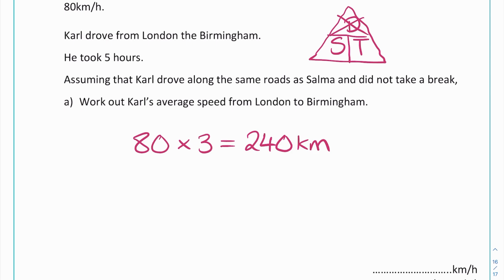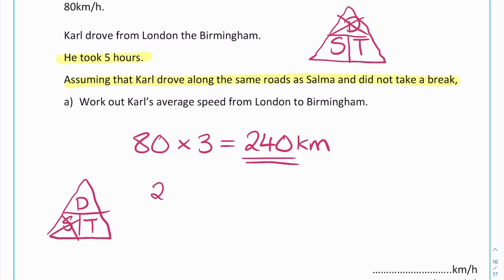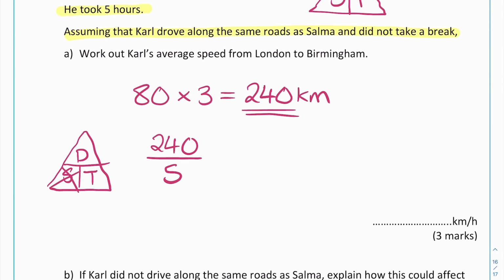It says Carl drove from London to Birmingham. He took 5 hours. Assuming that Carl drove along the same roads as Salma and did not take a break, work out Carl's average speed. So if we assume that he drove along the same roads, then we're assuming it's the same distance, but he took 5 hours. So again, if we think about our formula, because we're working out speed now, that would be distance divided by time. So our distance is 240, the time is 5 hours. So I'd need to do 240 divided by 5.